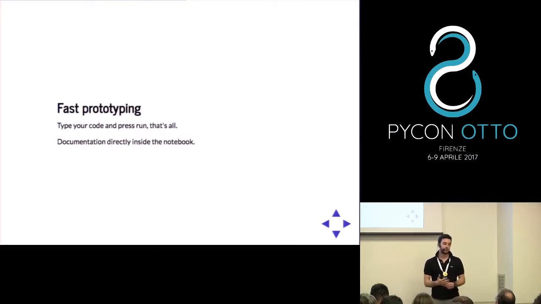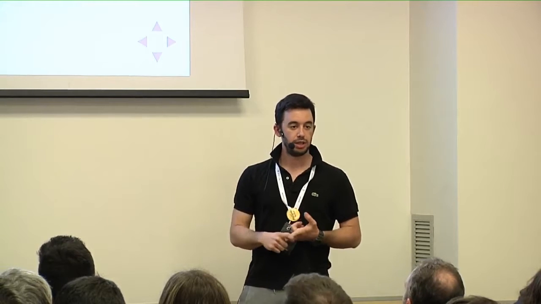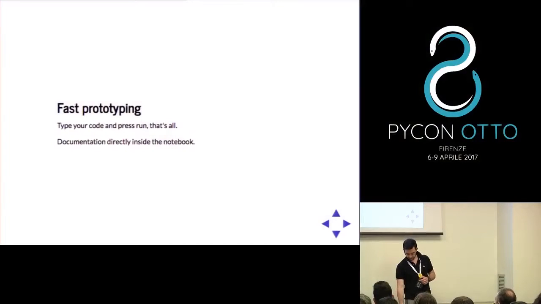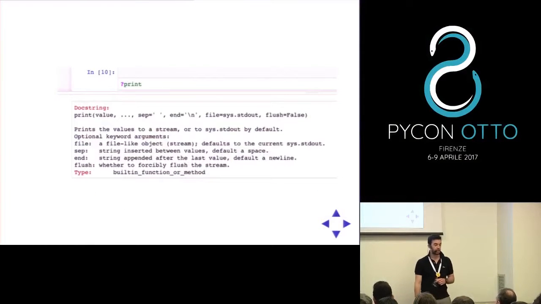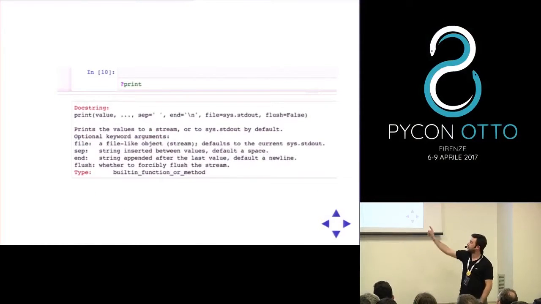Yeah, also about fast prototyping. As you can see, you just need to put your code inside the cells, and then press play, and that's all. And then you have the output of your code. You also have direct access to the documentation. You just need to put the question mark before the name of the function or of the method, like this. So you just put the question mark and the name of the function or the method, and you get the docstring of the function directly inside the browser.